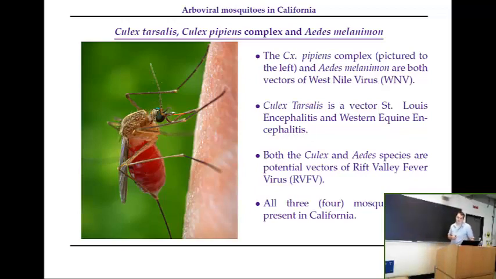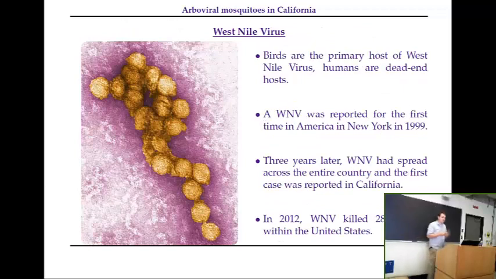And both the Culex and Aedes species are potential vectors for Rift Valley fever, which isn't actually in America, but if it were to show up in, for example, the Central Valley of California, would have devastating effects on our cattle industry. All 3 or 4, depending on if you want to combine pipiens with Culex quinquefasciatus, are present in California and quite abundant.